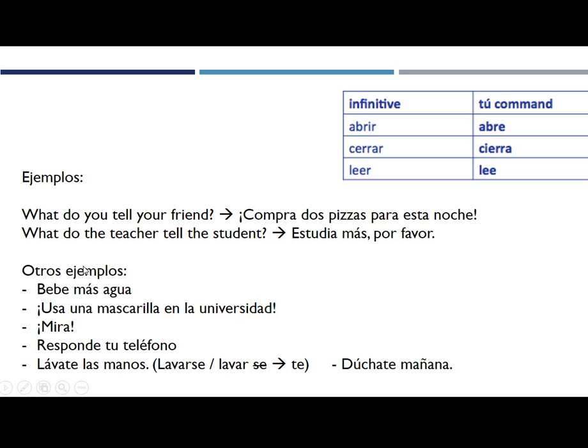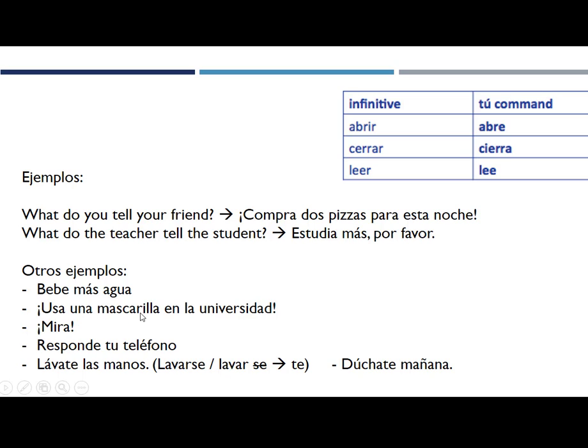Other examples. Bebe más agua. See, this is the form that I'm using. There are no other conjugations, no other endings or anything. It's just one form for affirmative. And then we'll look at the forms for the negative. But yeah, beber is yo bebo, tú bebes, él bebe. So the third person will be bebe. Bebe más agua. Drink more water.